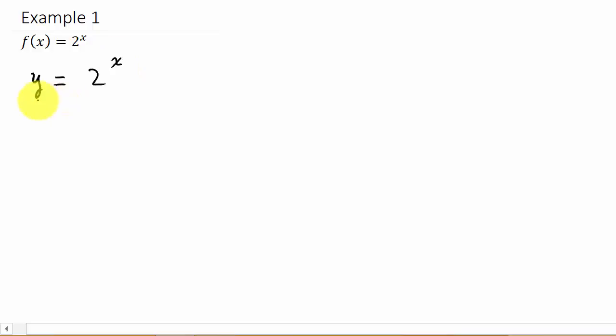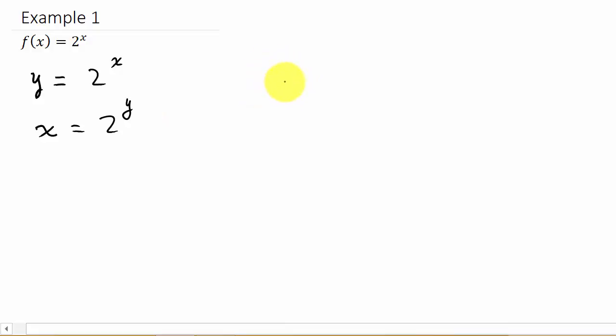Then we interchange the x and y. So wherever there's a y, the y becomes an x, and all the x's become a y. Okay. Now I need to solve for y. Well, how do I do this? There's a couple of ways we can do it, but let me show you.